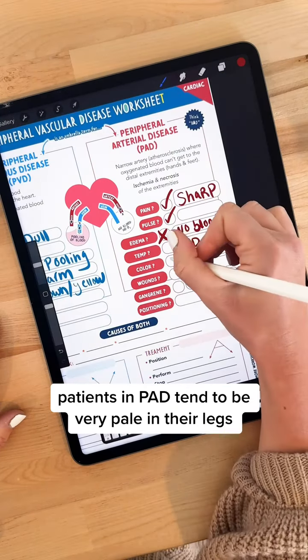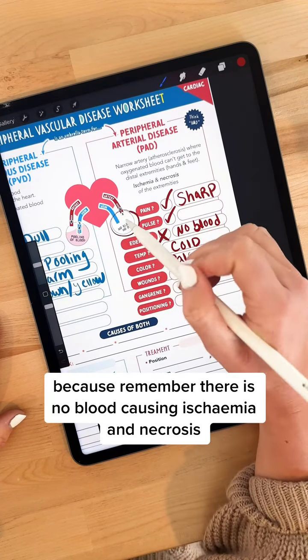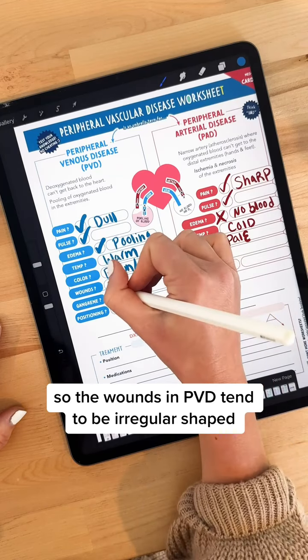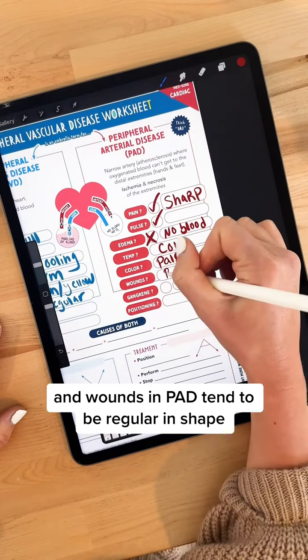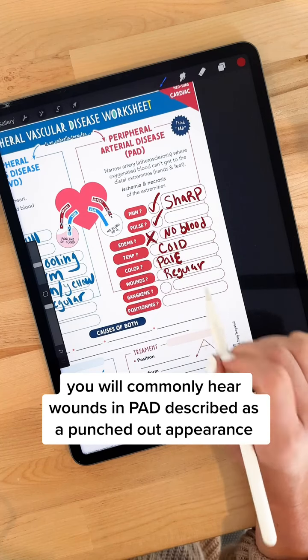And patients in PAD tend to be very pale in their legs because remember, there's no blood causing ischemia and necrosis. So the wounds in PVD tend to be irregular shaped and wounds in PAD tend to be regular in shape. You will commonly hear wounds in PAD described as a punched out appearance.